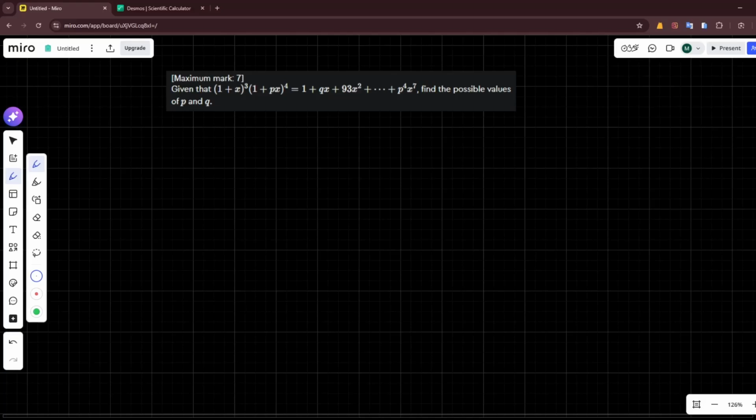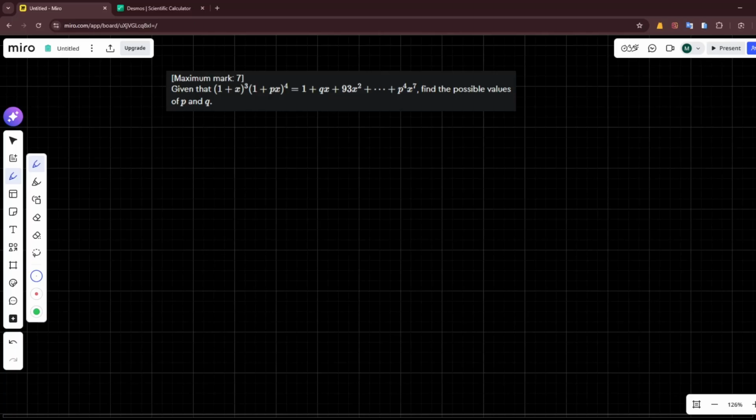Good afternoon, everyone. We have a binomial expansion problem to do today from IB Maths Higher Level. This is a super interesting, challenging problem, probably one of the hardest binomial expansion problems, so it's a good litmus test for whether or not you understand the topic. And there's a lot of stuff here that's pretty intimidating.